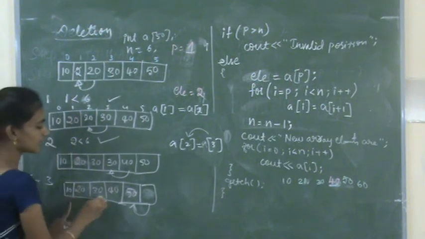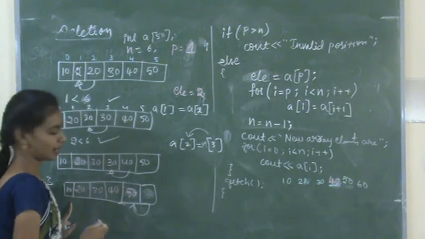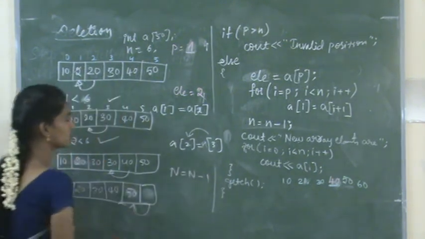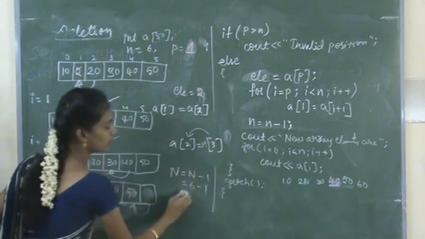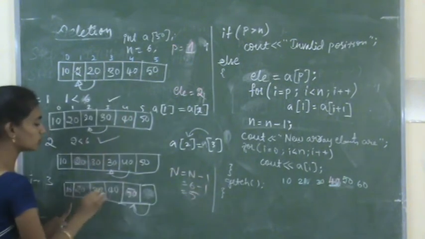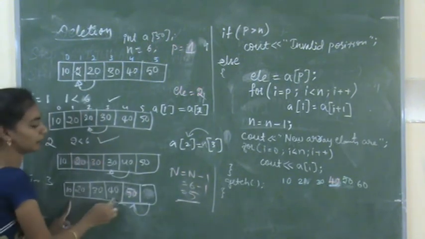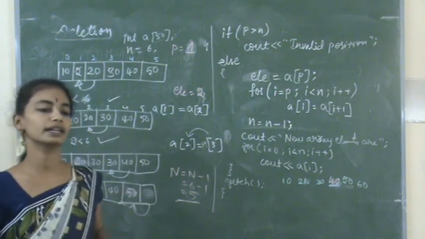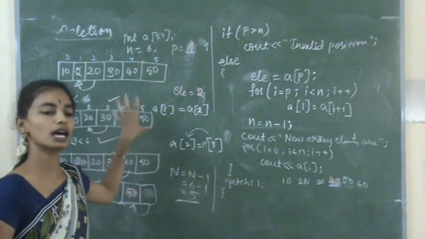So now the array size is less by 1 compared to the previous array. So now n equals n minus 1. Initially the n value is 6. 6 minus 1 is 5. So 1, 2, 3, 4, 5. So at present we have 5 elements in the array. So this is about insertion and deletion of an element in and from the array.